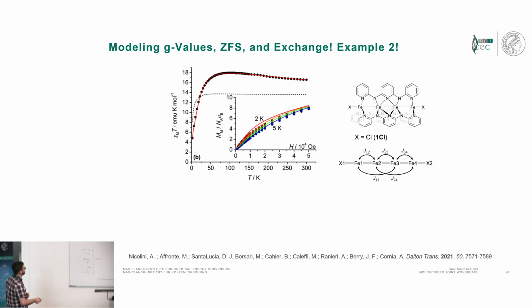Okay, how about example 2? Let's go back to the tetrairon example. This is like all hell breaks loose. Now we've got 4 spin centers to look at. So spin center 1, spin center 2, spin center 3, spin center 4.